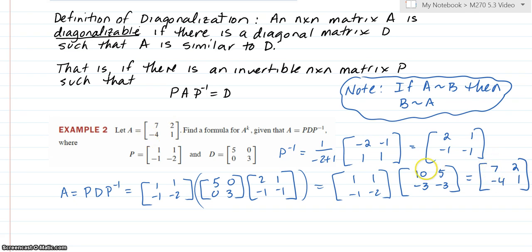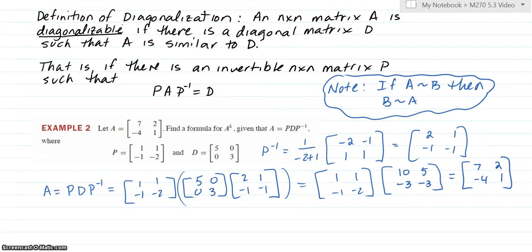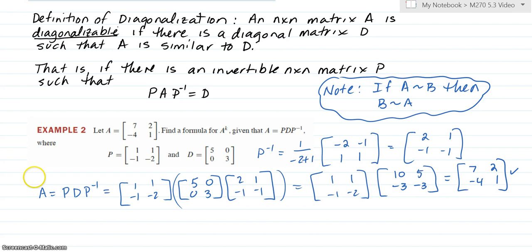So again, we have a 10 and a -3. That makes the first row, first column. First row, second column is 5 and -3. And then the second row, first column is -10 added to 6. And then the last one, second row, second column is -5 added to 6. It works. So that was just a check.